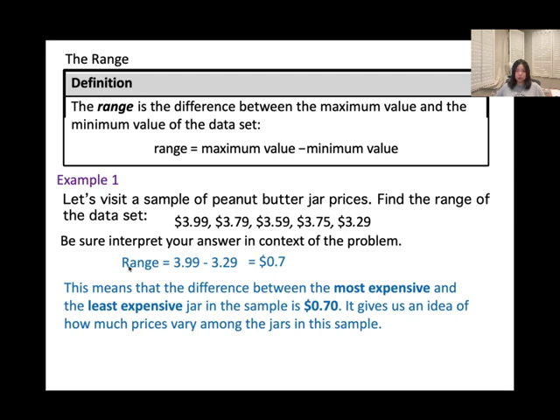So you can think about it. If the range is greater, let's say like $2, it means the data is more spread out. However, if the range is really, really small, that means the prices are about in the center, or you could say really, really close to the mean.